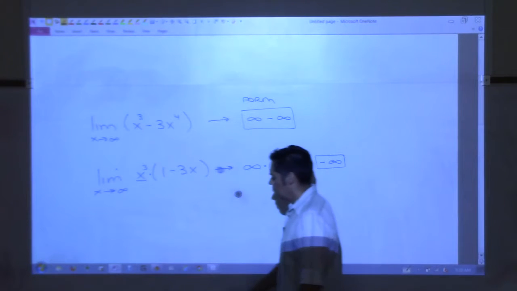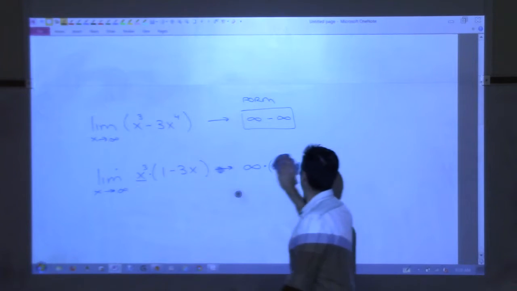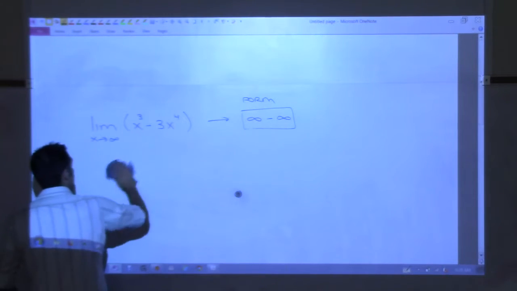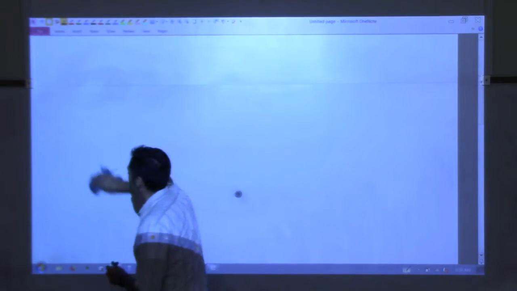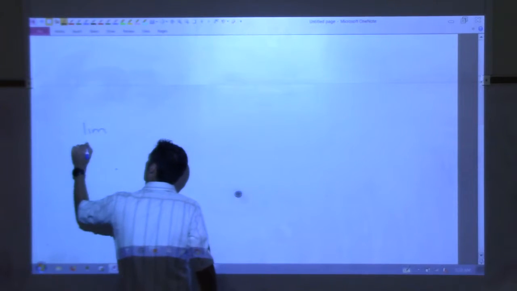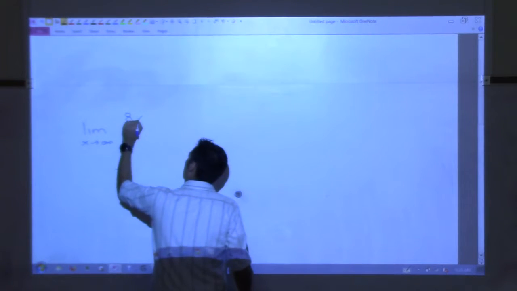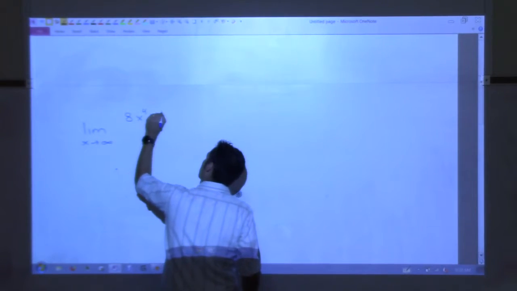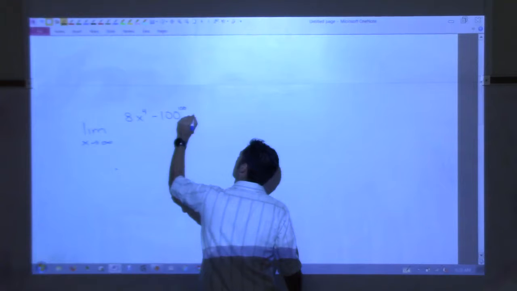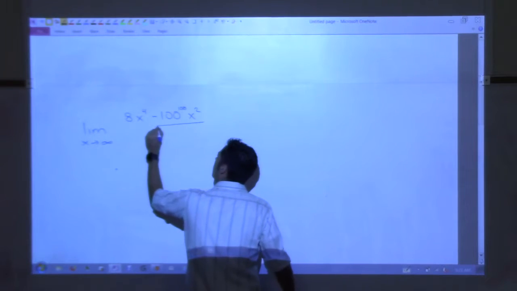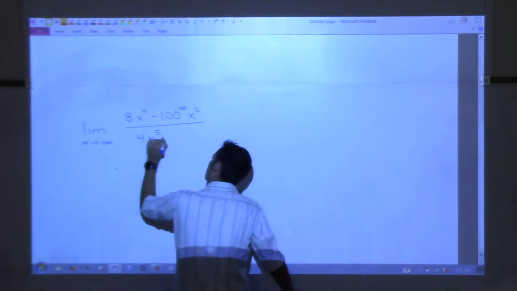So we are going to use this in the next example, all right? We're going to do more of these when you have infinity minus infinity, don't worry. But I wanted to do that before I do the next example. So what about this? What if we have limit as x goes to infinity of 8x to the 4th minus 100 to the 100th power x squared over 4x to the 5th plus 1.